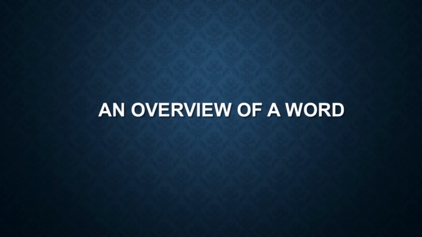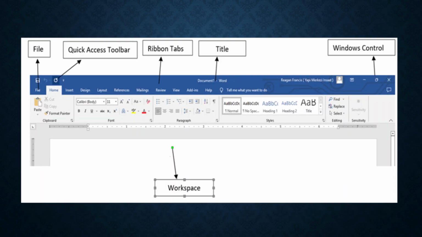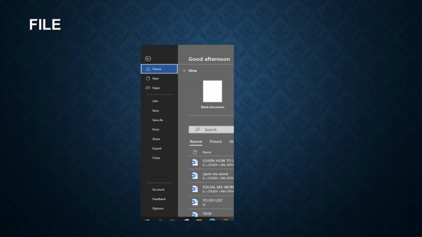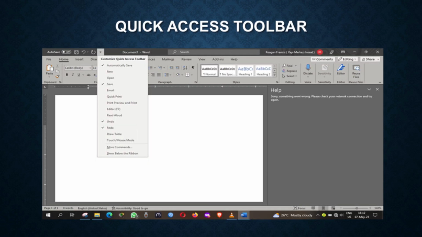1.3. An overview of Word. The MS Word Windows. A. File. When you click File, you will see the following dialog box. B. Quick Access Toolbar. In the Quick Access Toolbar, you will see the following when you click it as shown here.